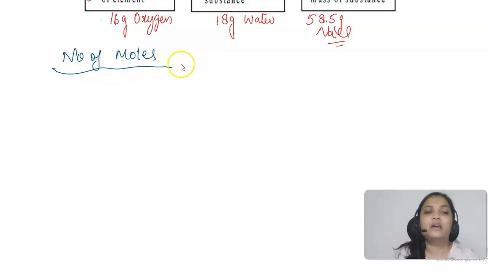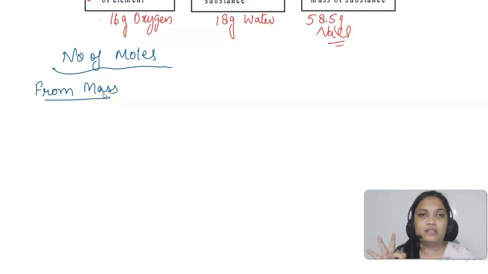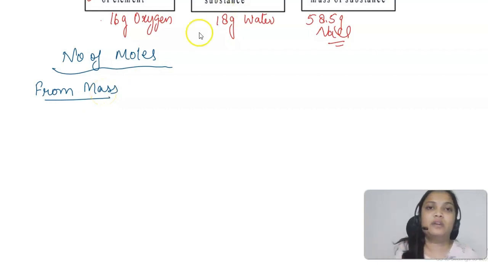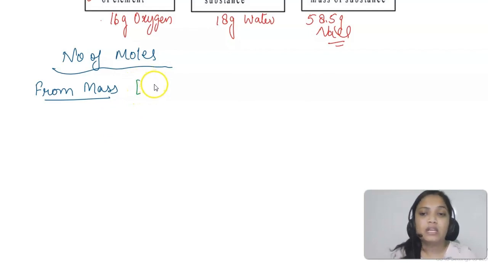Okay. We need to calculate the number of moles. How are we going to calculate? If I am asked to calculate the number of moles from mass, I'll give you 3 formulas here. Please note that. For example, let's say I am asked to tell you the number of moles in 64 grams of oxygen.